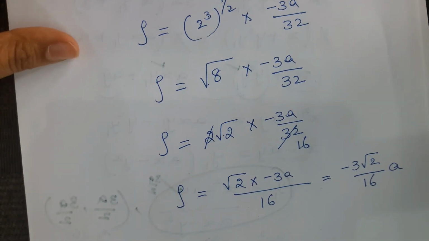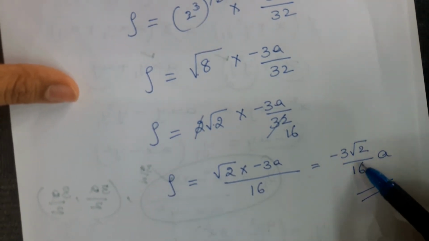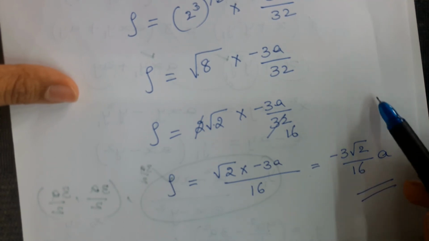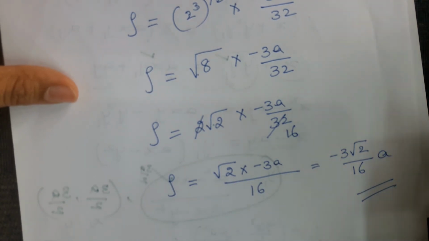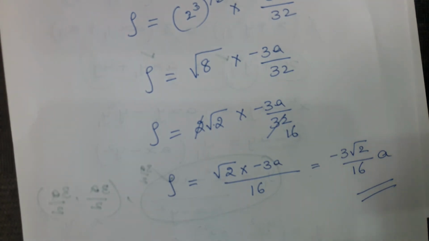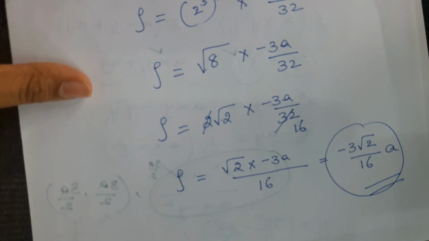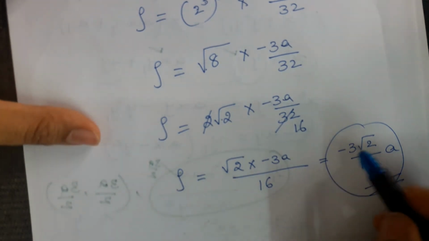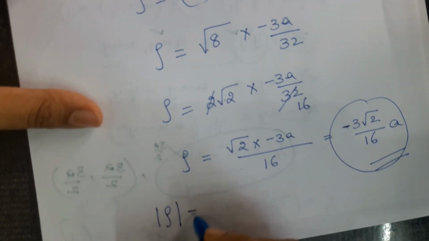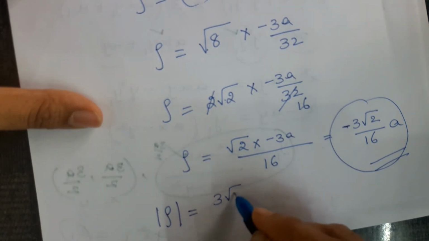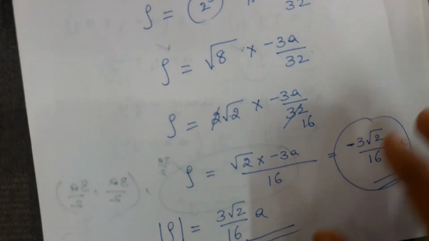This is the radius of curvature for a Cartesian curve. You can simplify this further. 16 can be written as 4 into 4, and 4 can be written in terms of root and you can cancel with root 2. Further if you want, you can write the radius of curvature as minus 3 root 2 divided by 16. But we cannot write the radius of curvature as a negative quantity. So what I will do, I will take the modulus of this. The modulus will be 3 root 2 by 16 into a, which is the radius of curvature for the given curve. Thank you.